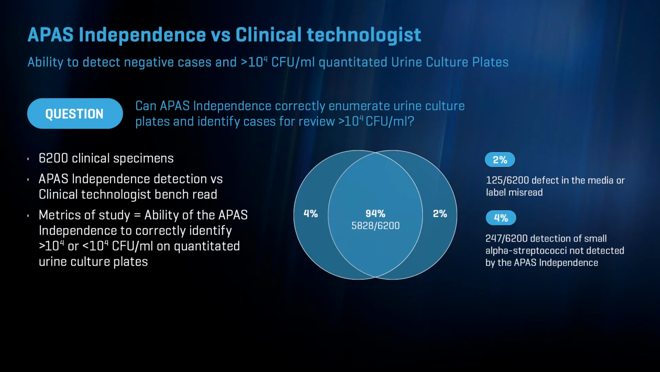The remaining 4% were detection of colonies by the tech that were not detected by the APAS system. For those of you that have spent time looking at urine cultures, you'll recognize that urine cultures often grow what we call small alpha streptococci. These are small green little colonies of very little clinical significance that typically resemble mixed bacterial flora. In many cases, these colonies were so small that they were not picked up by the APAS system, but when we looked at them with the visual eye, we were able to see them.